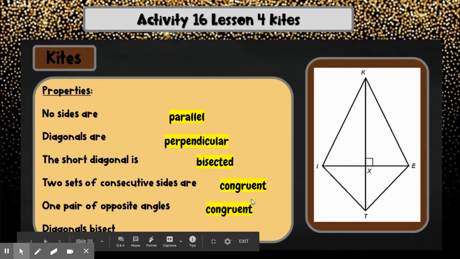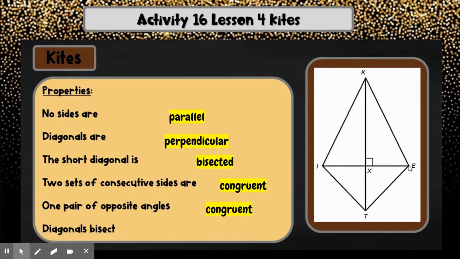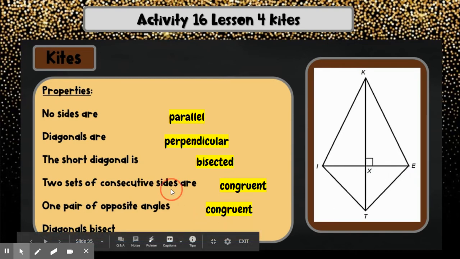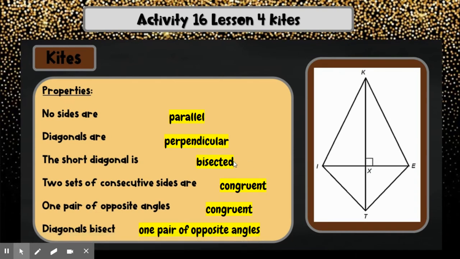One pair of opposite angles are congruent. So for instance, angle I would be congruent to angle E. They're usually connected by the shortest diagonal. And then the last one, diagonals bisect that one pair of opposite angles. So it cuts this entire angle in half to where KIX is the same as XIT.